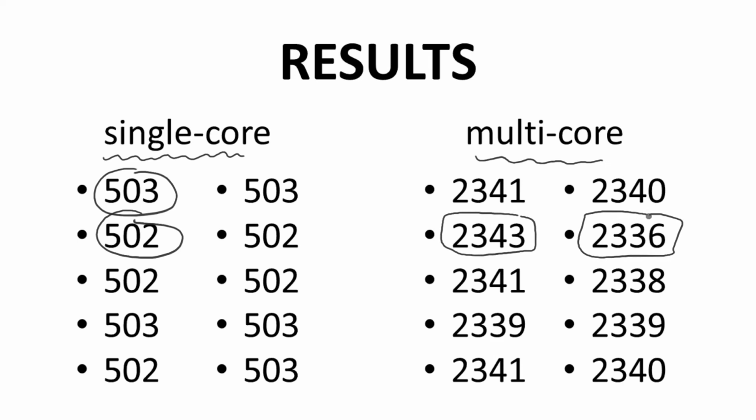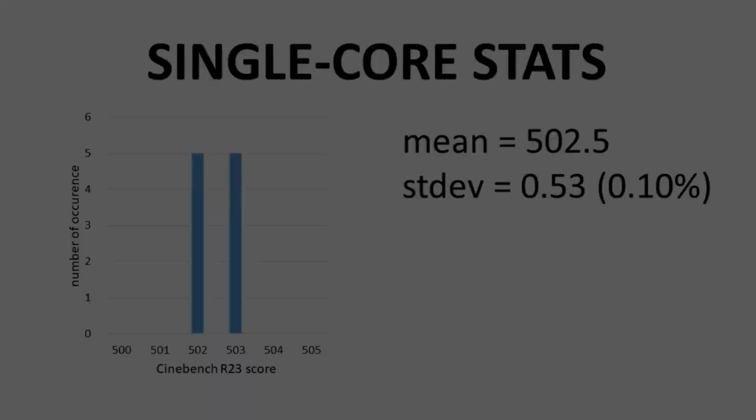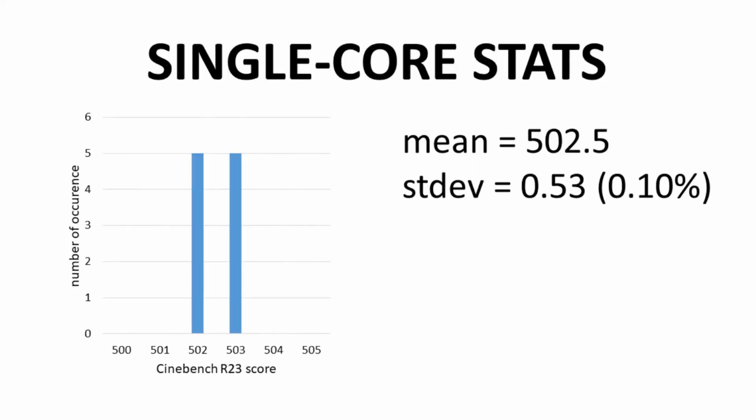These scores represent data, and it's always good practice to visualize data by some graphical means before drawing any conclusions. Here is a bar chart of the single core scores. Not too exciting, but these scores do imply that Cinebench R23 is highly reproducible. The mean of these scores is 502.5. The standard deviation, which is a measure of scatter in a data set, is 0.53.